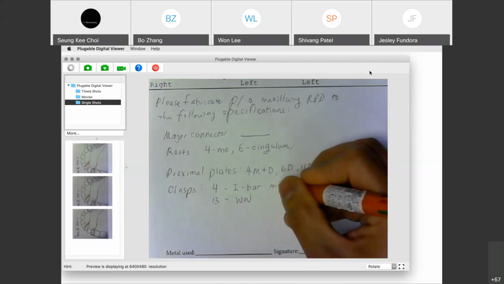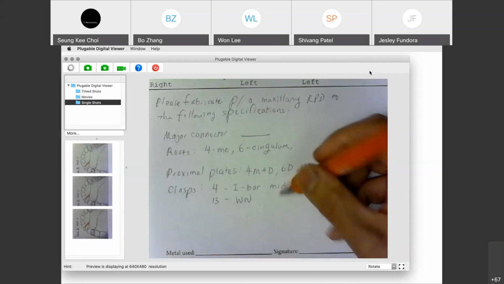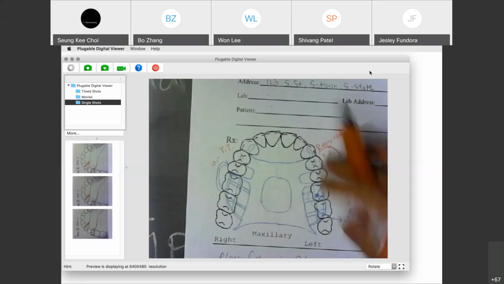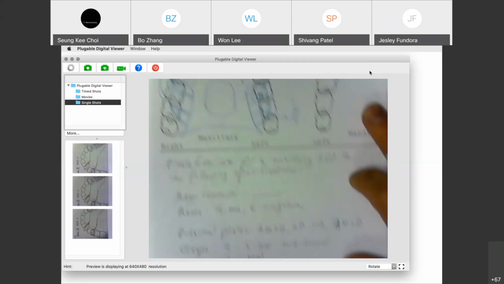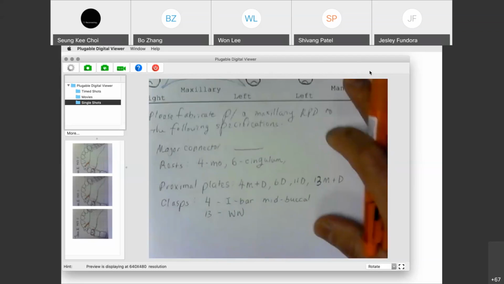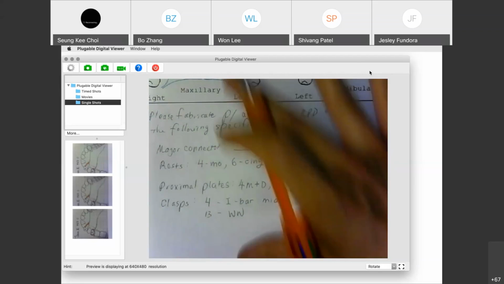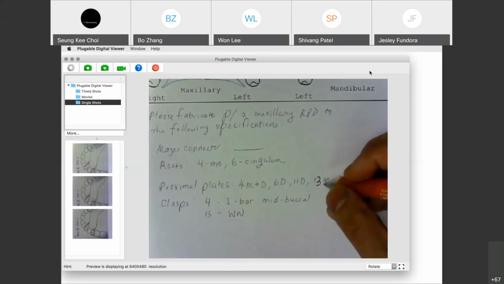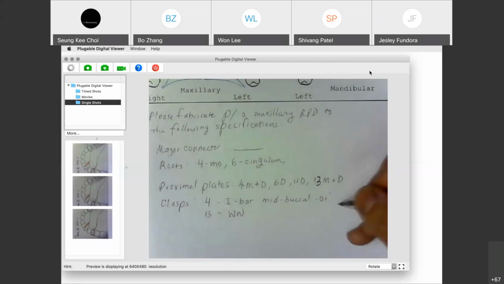Well, mid. I took, last year there were a lot of points lost because people drew a mid buckle perfectly fine, and when they were writing it down, it was not consistent. It would say mesial buckle. So you've got to be consistent and accurate throughout. Mid buckle 0.01 retention.